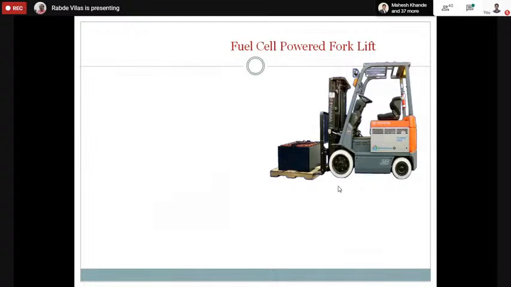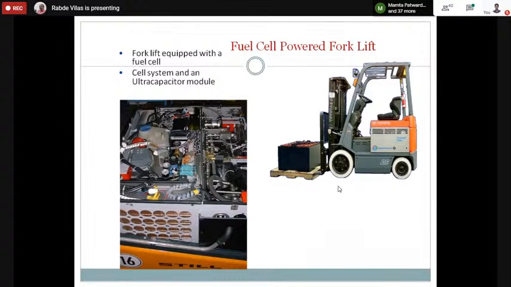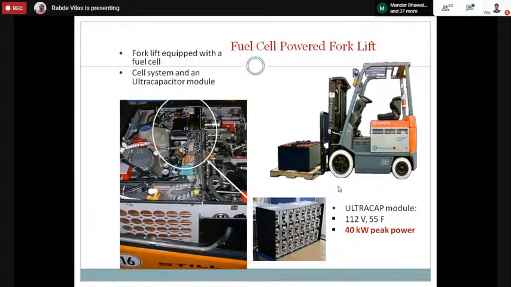And again, a forklift is equipped with a fuel cell, and the cell system is an ultracapacitor. So most of the forklifts have an ultracap module of 112 volt, 55 farad. So it gives 40 kilowatt peak power, momentary power, because when you want to lift something, the forklift requires very heavy inrush current, and that is supported by the supercapacitors.